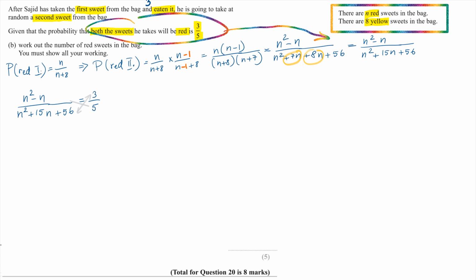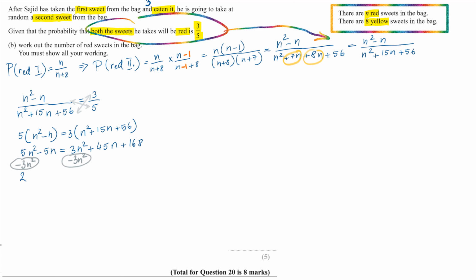Doing a quick cross multiplication, we have 5 times n squared minus n equals 3 times n squared plus 15n plus 56. 5 times the bracket is 5n squared minus 5n equals 3 times this bracket, which is 3n squared plus 45n plus 168. Subtracting 3n squared from both sides is 2n squared minus 5n equals 45n plus 168. Subtracting 45n, 2n squared minus 50n equals 168. Subtracting 168, we have 2n squared minus 50n minus 168 equals 0.